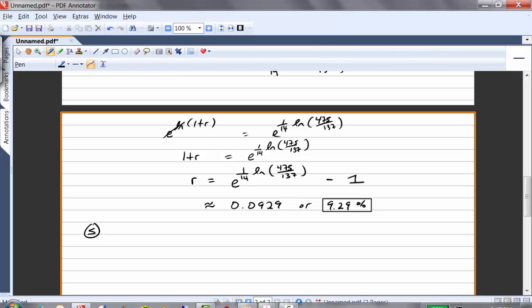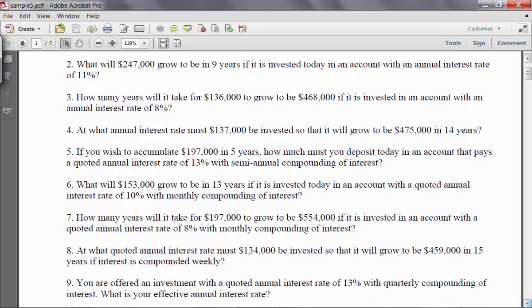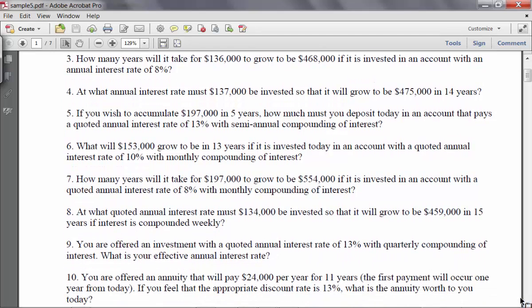Moving on, number 5. If you wish to accumulate $197,000 in 5 years, how much must you deposit today in an account that pays a quoted annual interest rate of 13% with semi-annual compounding of interest?